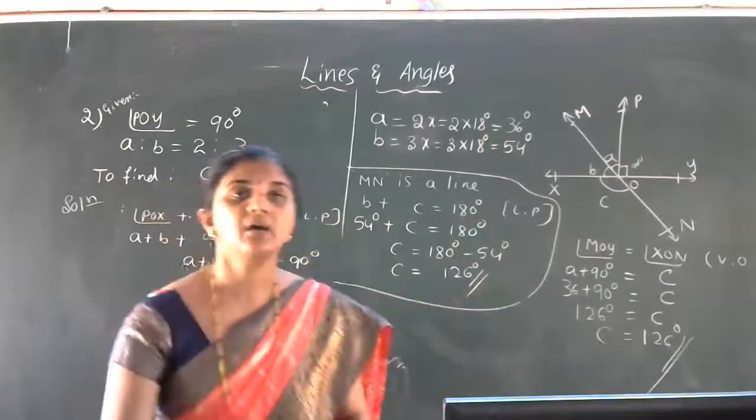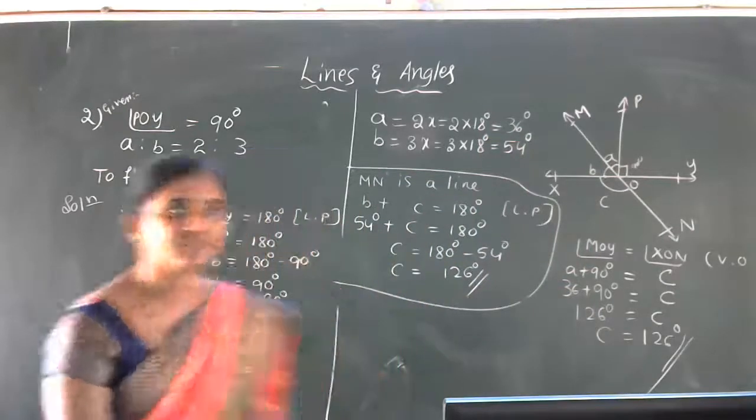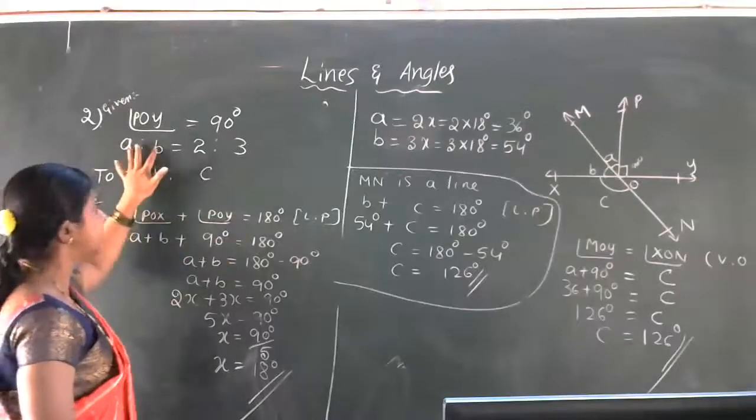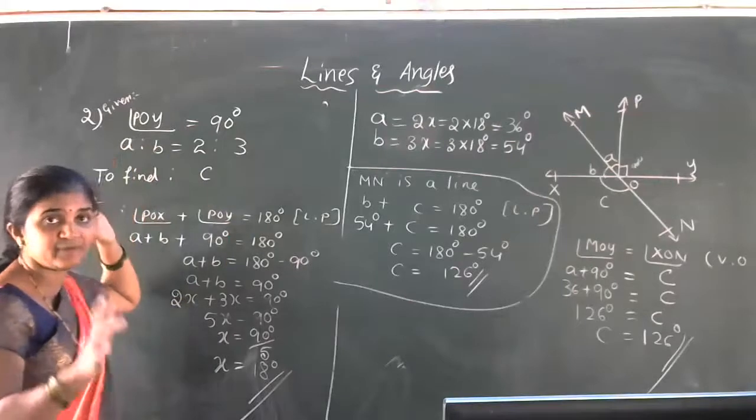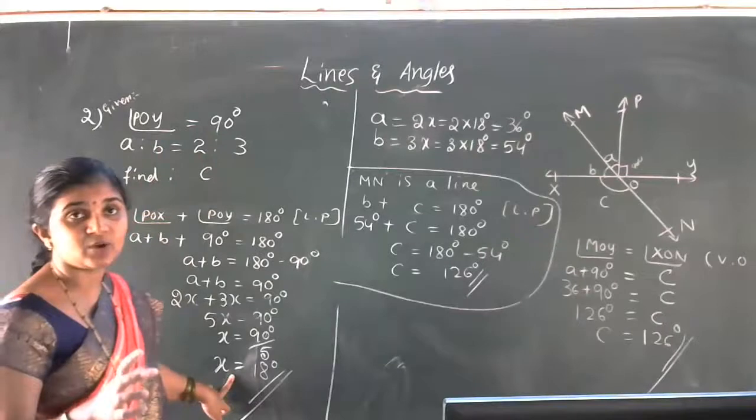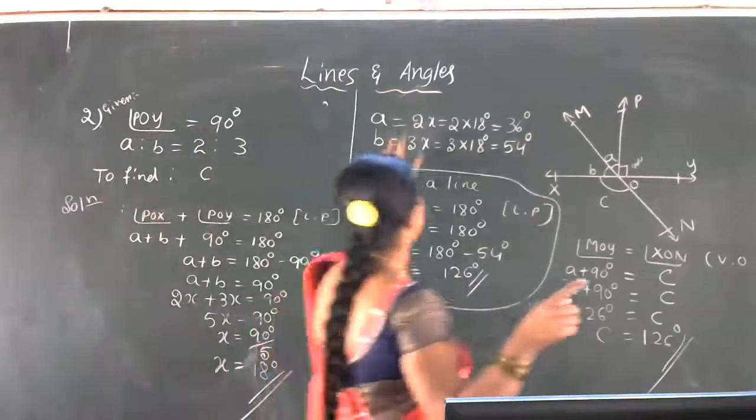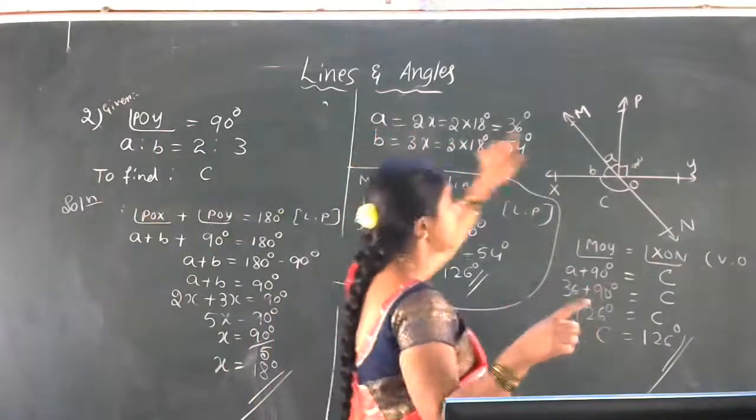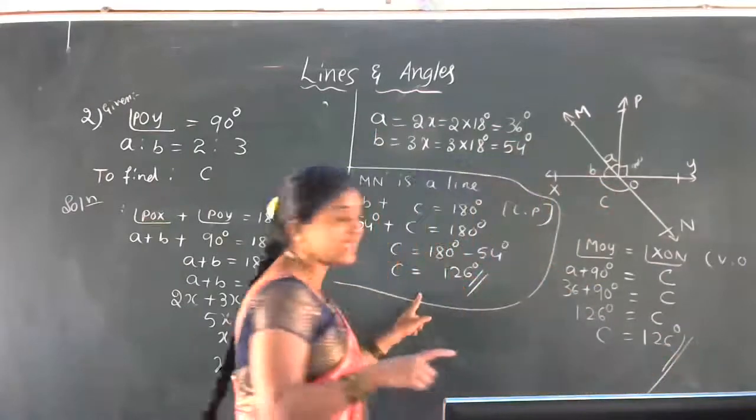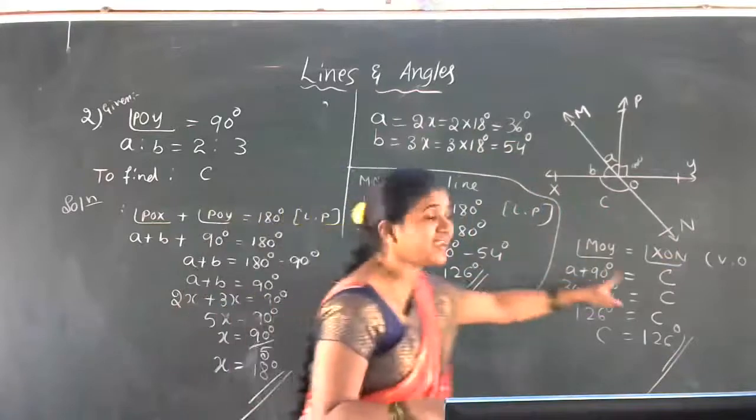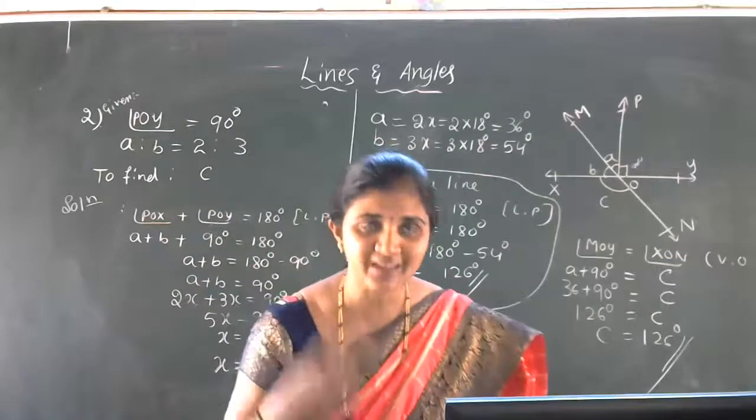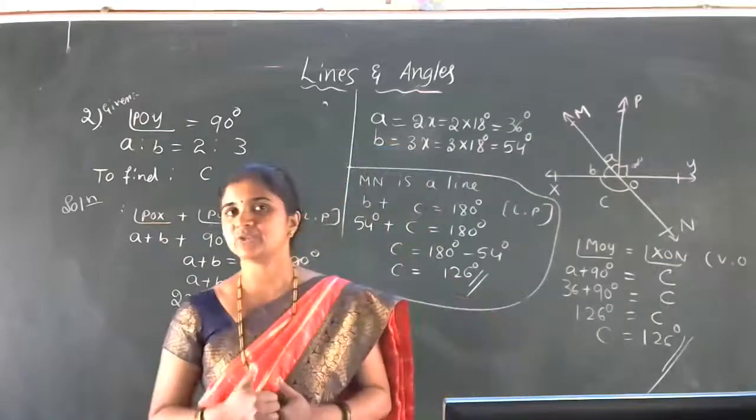So how did you get angle C? Got the idea? First we took that A plus B is equal to 90 degree with the help of linear pair. Then we took the given ratio. From that, x is equal to 18 degree. From that x we calculated A and B. Then we took the linear pair, B plus C is 180 degree, so angle C is 126. Or you can take the vertically opposite angles also. So this is about the second problem. Is that clear, students?